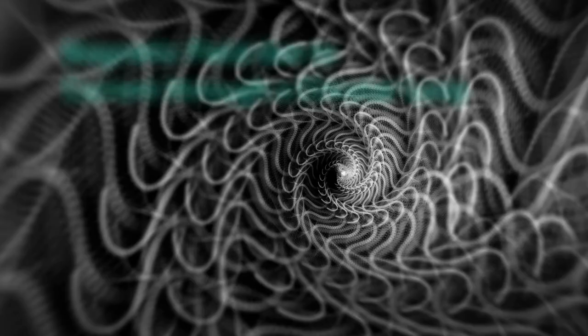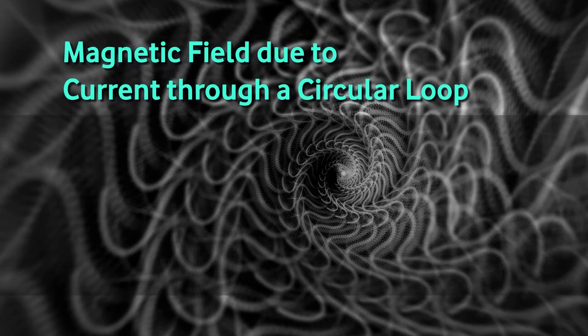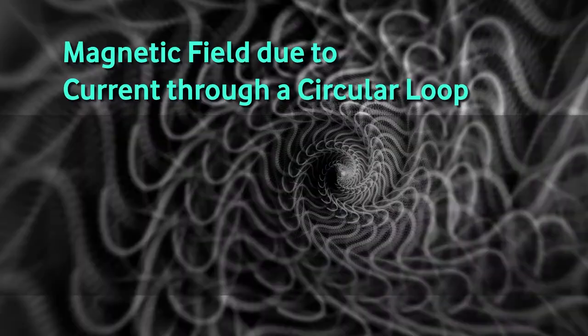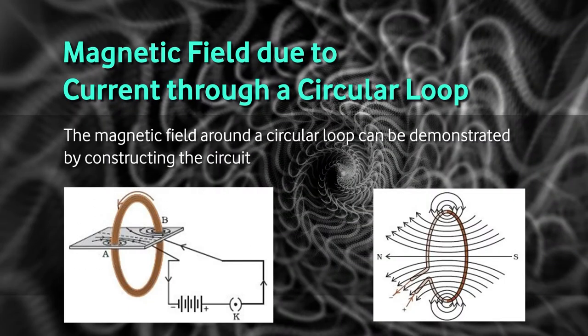Then we are talking about the magnetic field due to current through a circular loop. If current is passing through a circular loop, what will happen? The magnetic field around a circular loop can be demonstrated by constructing a circuit in which you put the key, you put the cell, and you attach a circular loop with the bar. You put a cardboard in between.